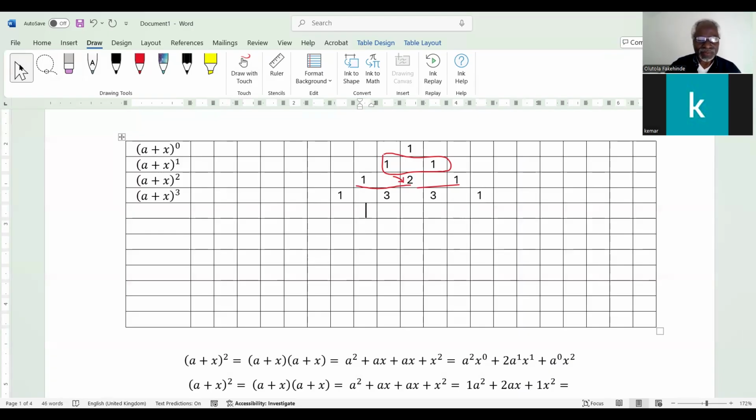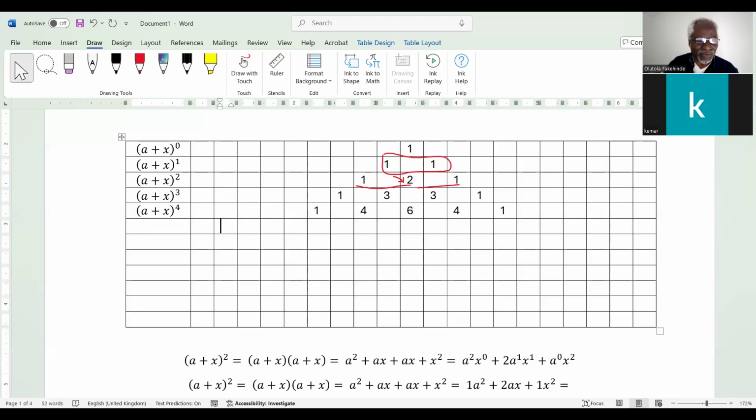Let's go to 4. So we have a plus x to power 4. So you are going to tell me what you are going to put here now. It's what are we going to, again? 1, 4, 6, 4, 1. Good. Because we have, the first one was 1 plus 3, which is 4. And then 3 plus 3, which is 6. Then 3 plus 1 is 4. And then we have 1. Good. I'm happy you get that.